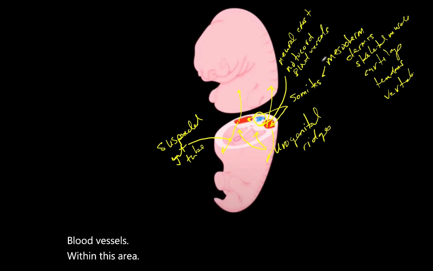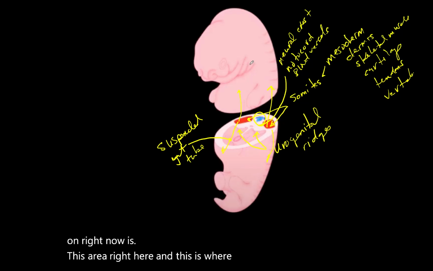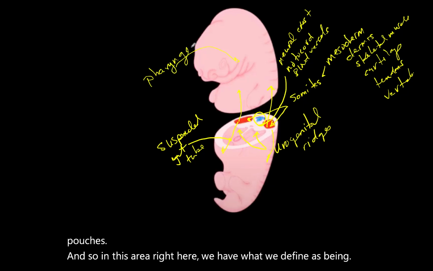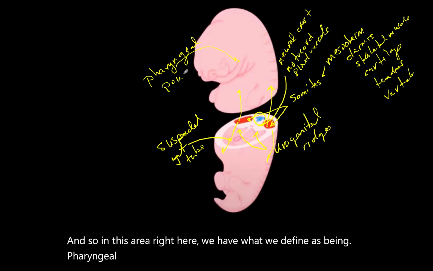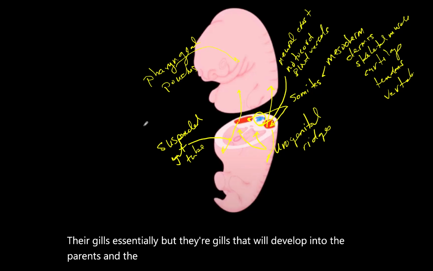All right. And then the only other thing that we really need to focus on right now is this area right here, and this is where we actually have pharyngeal pouches. Right, so in this area right here, we have what we define as being pharyngeal pouches. They're gills, essentially, but they are gills that will develop into the pharynx and the larynx of the developing embryo and fetus.